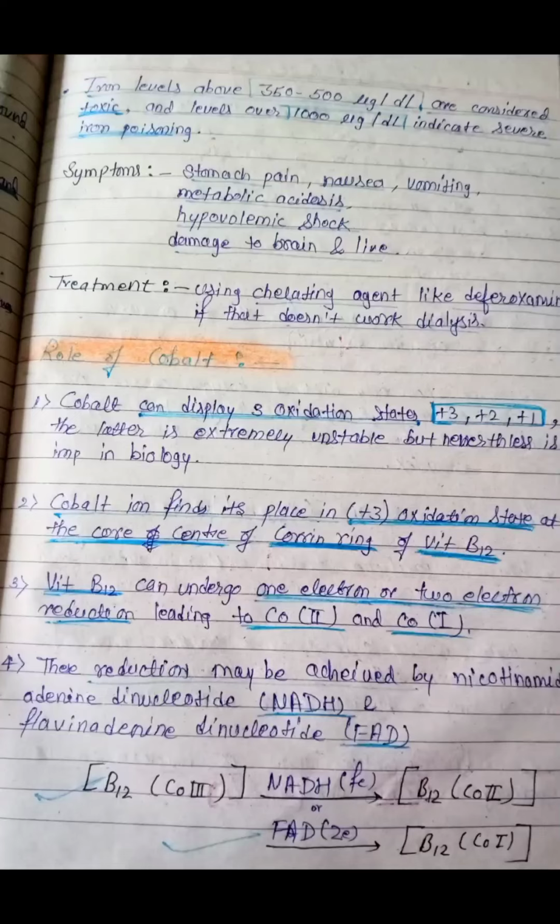The reduction may be achieved by nicotinamide adenine dinucleotide (NADH) and flavin adenine dinucleotide (FAD). B12 Co3+ is reduced by NADH or FADH2 to B12 Co2+ and B12 Co1+.